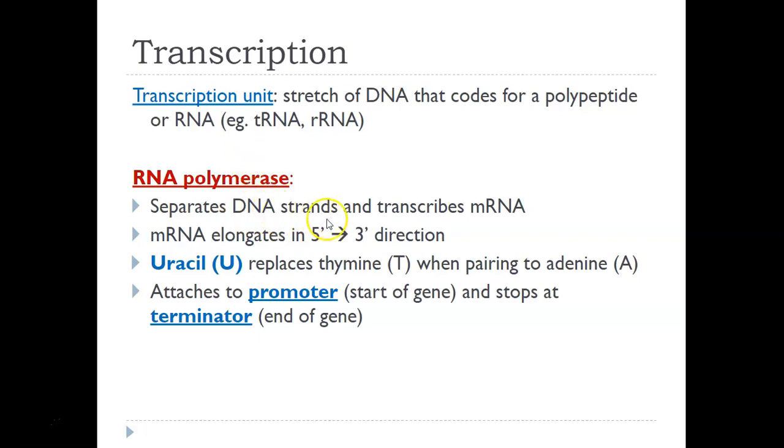It's the thing that comes in and separates DNA. It transcribes the mRNA, similar to previous, in the 5' to 3' direction. It follows all the normal pairing rules, except anytime there would normally be a T in DNA, it would be a U. It knows where to attach by looking for a promoter and then the terminator. We'll talk about promoters a little bit later, and then it stops at a terminator or one of those stop codons.